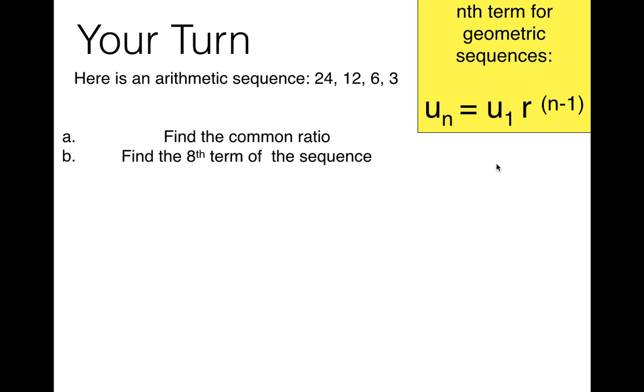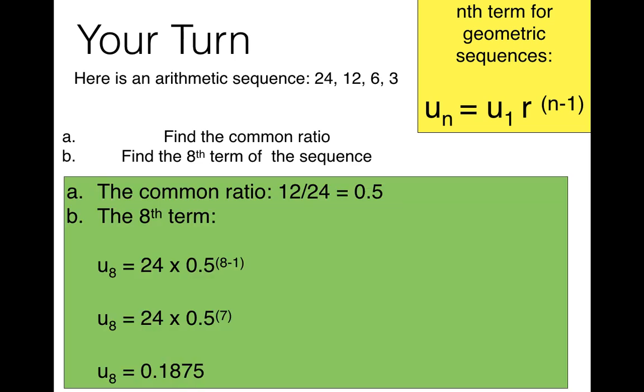Okay, so the common ratio you should have found by dividing one term by the term before. So 12 divided by 24 gives me 0.5. So my common ratio is actually 0.5. We can tell it's less than 1 because the numbers are going down.